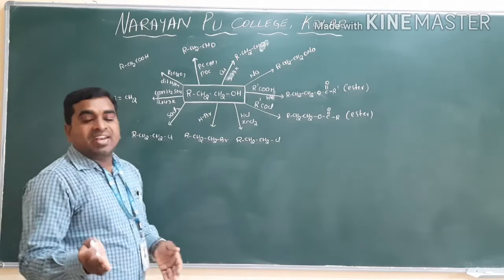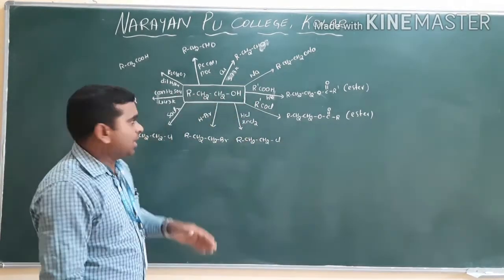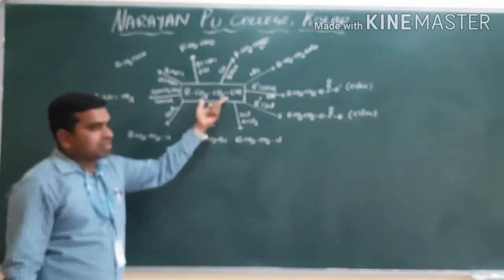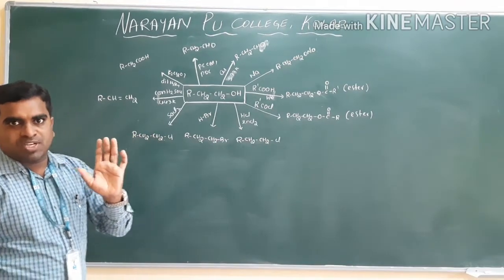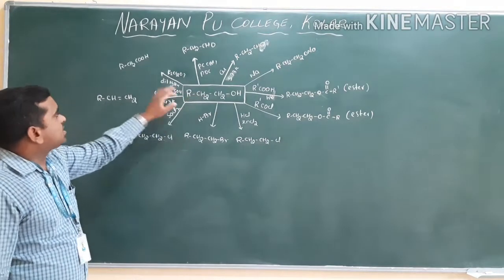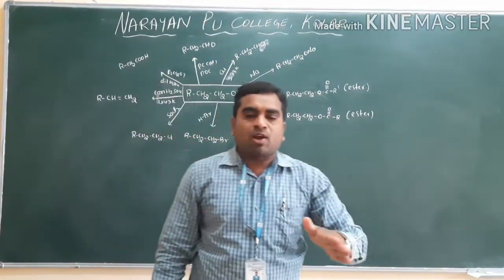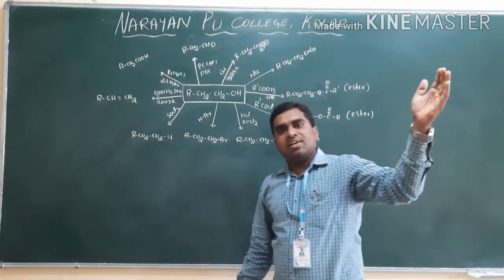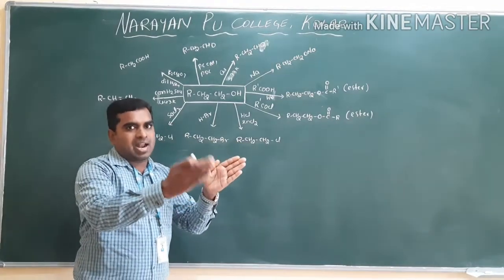Next one, dehydration of alcohol in presence of acidic medium, so you will get the alkenes. The mechanism we have also discussed, and it is very important for the PU examination, as I already said. The next one is oxidation. If you take powerful oxidizing agents, primary alcohols are converted into aldehydes, and further oxidized to carboxylic acid. It will not stop at the aldehyde stage.